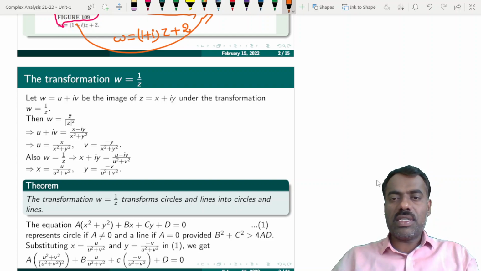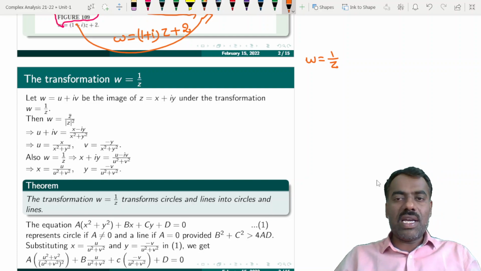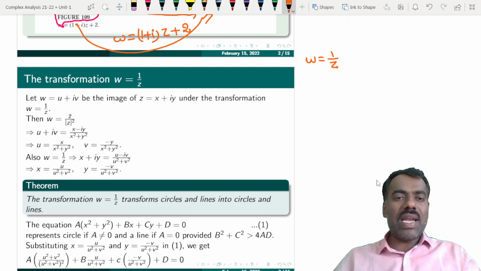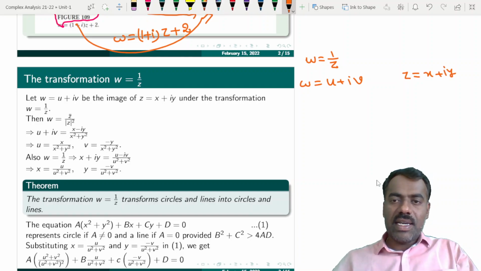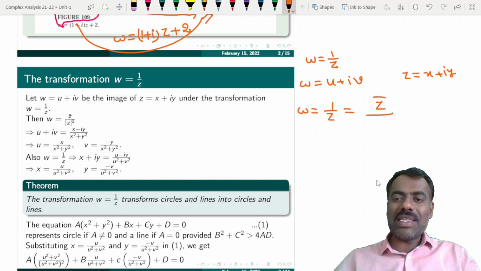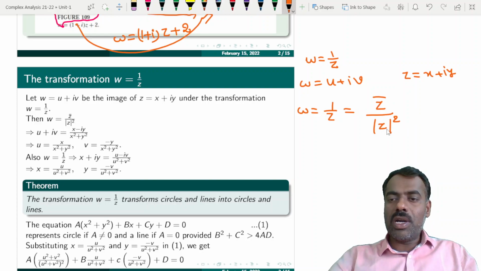Fine. Now let's consider another interesting transformation, w is equal to 1 by z. With this we will try to see what we can do. When z is non-zero, w is equal to 1 by z, how does it look? If we call w equal to u plus iv, and z equal to x plus iy, then one can check that we can simplify this. We write w as 1 by z, and I'll multiply and divide by z bar, then z into z bar is the absolute value mod z square. So w is nothing but z bar over mod z whole square.